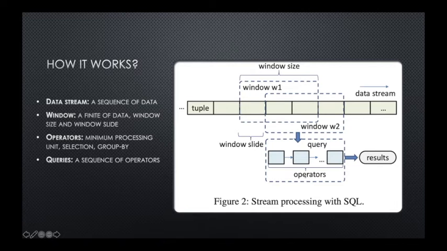Operators are the minimum processing unit in the window, for example, selection, group by, or join. A query is a form of data processing. It contains a sequence of operators, at least one operator. So it will split the data stream by window size, convert a sequence of operators into a query, and then get the result.